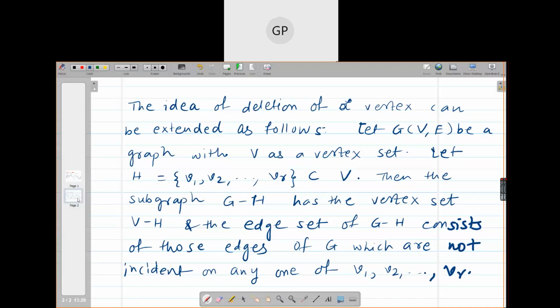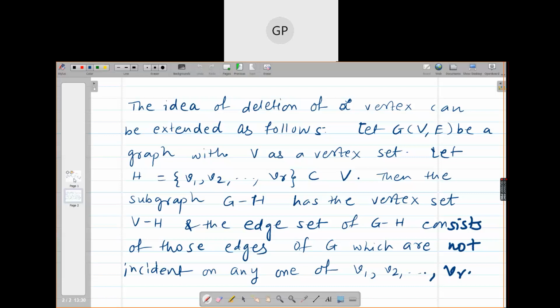Can you see the whole page? So what we will do here, we will select one subset of V. We will delete all those vertices and all those edges which are incident on those vertices, and we will keep only those edges in the graph which are not incident on any one of these vertices V1, V2, Vr. So this is called a vertex deleted subgraph. What we were doing for one vertex, we can do for many vertices.